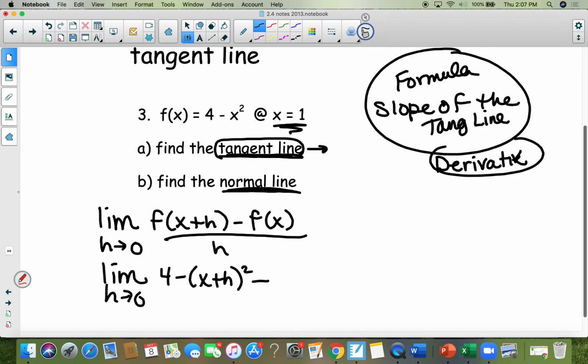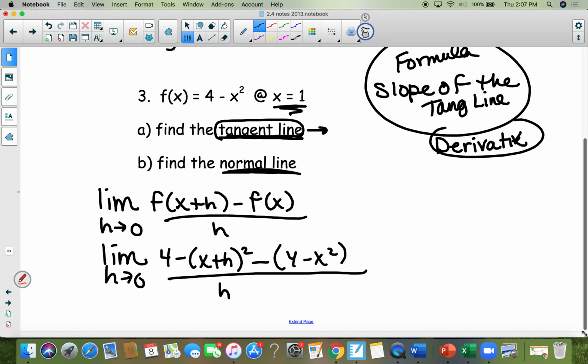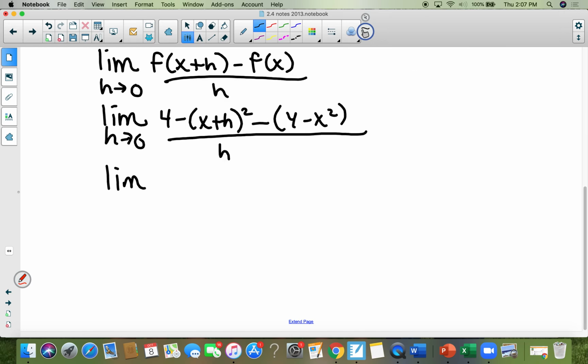f of x is what? Don't you have to put that in parentheses or else you're going to get your signs mixed up? All over h. The limit as h approaches 0.